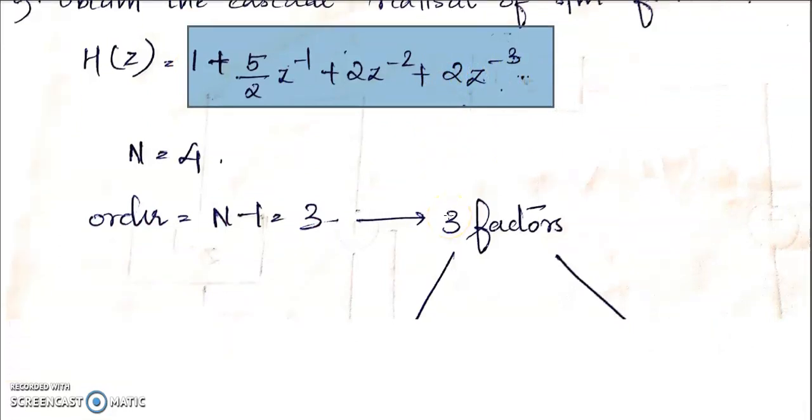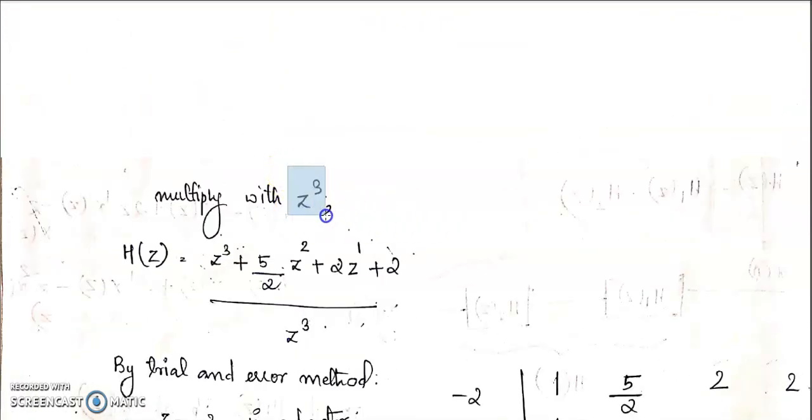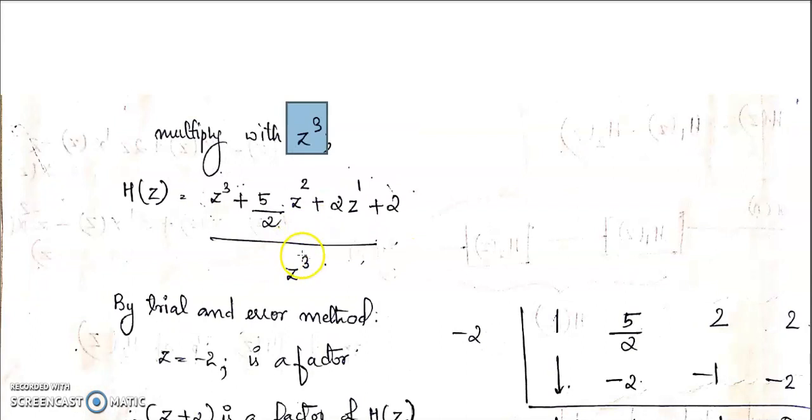How can we do that? We multiply and divide it by z cubed. So we multiply and divide by z cubed.